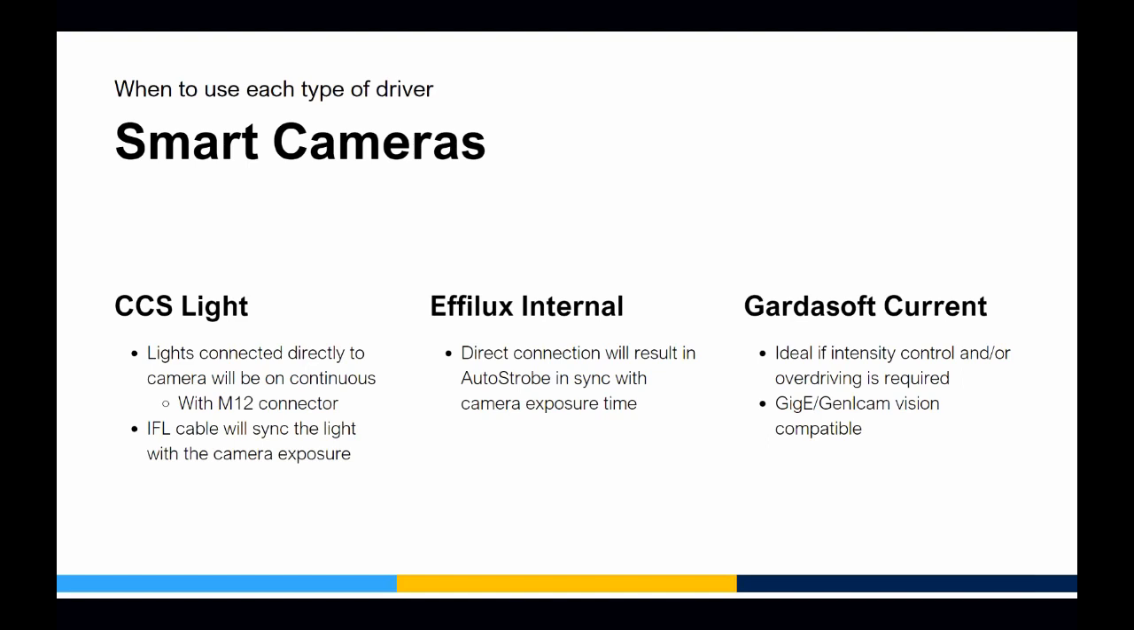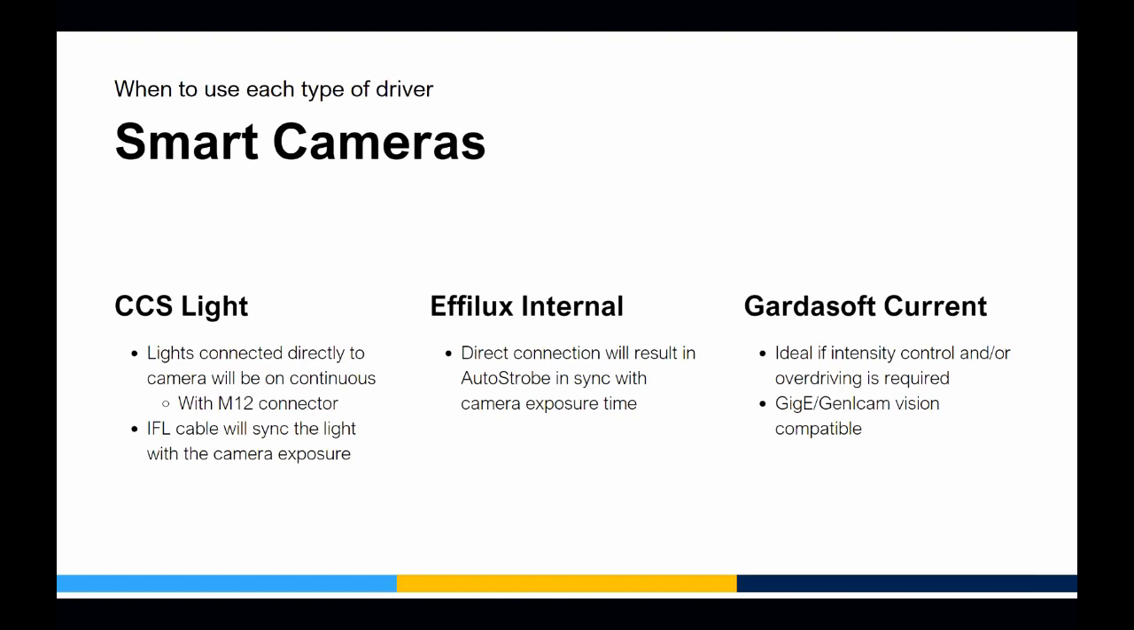If you want the light to sync with the camera exposure, so to strobe and flash while the camera is taking a picture, you can use our IFL cable, and that will allow the light to sync with that camera exposure. If you connect an Effilux light, because those have M12 connectors, directly to the smart camera, you'll get the auto strobe in sync with the camera exposure time. So you're overdriving the light in sync with your camera exposure.